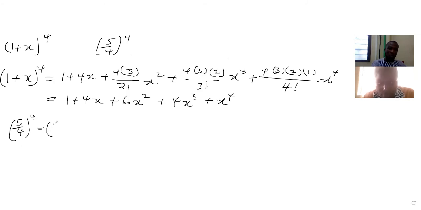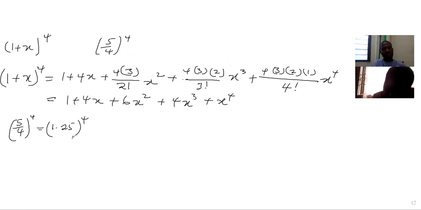1.25. Then we do exponent 4. Can you express this to look like this for me, to be like 1 plus something? When I changed this, I had 1 minus 0.25. Okay, sorry. The first question we solved involved a minus.